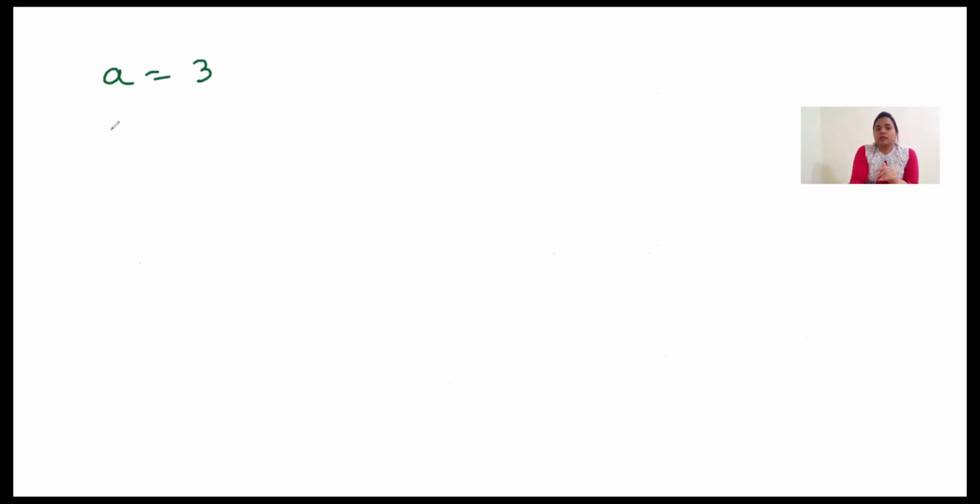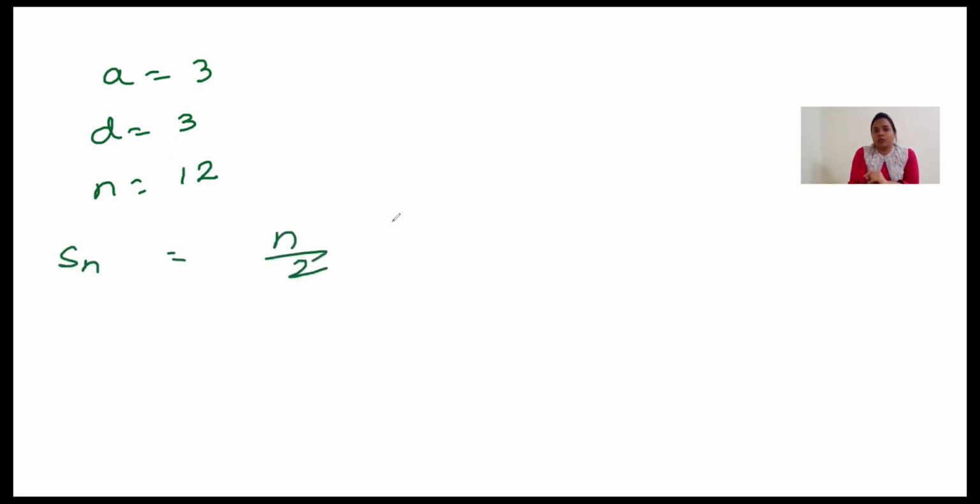A is 3. D is also 3. N is the number of classes. So the number of classes was 12. We are not taking the sections because we have already counted the sections to form the AP. N is 12 and we have to find Sn.